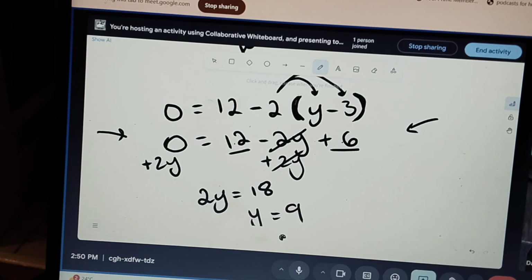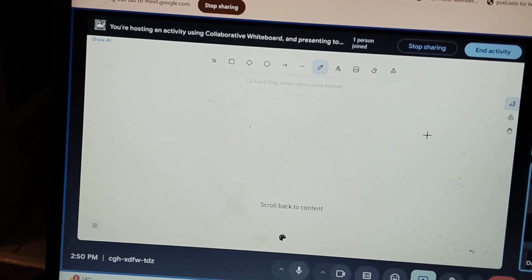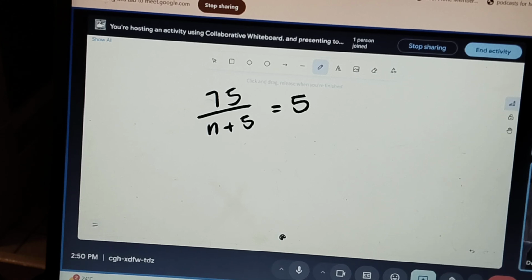Okay, give me one more. One more. Let's go. I'm going to give you a hard one now. Now we're going to really stretch you, Sarah. We're going to give you 75 over n plus 5 equals 5. Ooh la la.